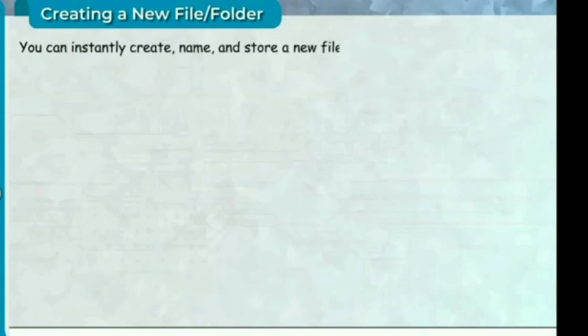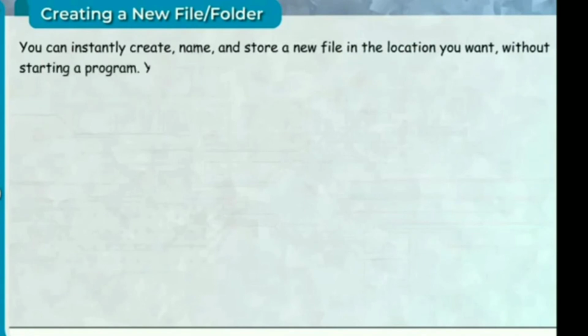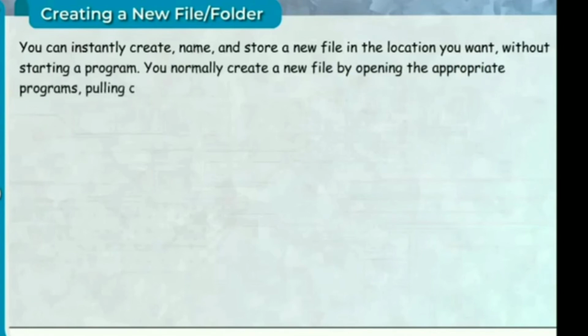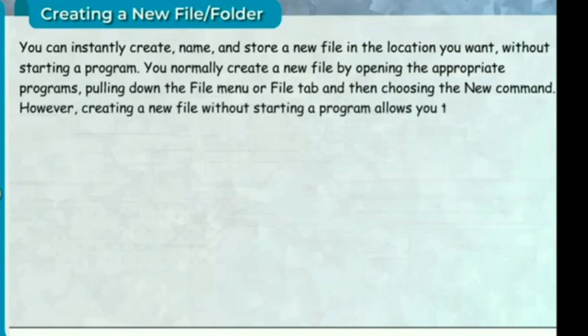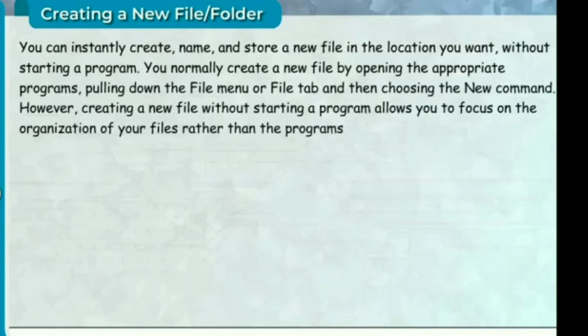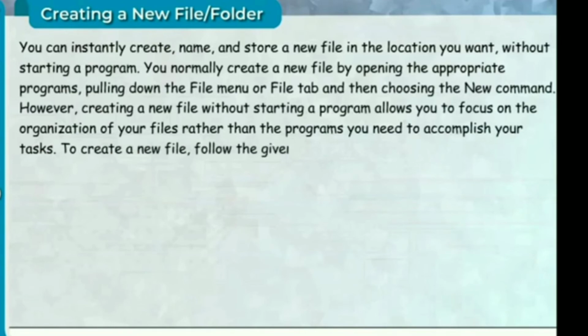Creating a new file or folder. You can instantly create, name, and store a new file in the location you want without starting a program. You normally create a new file by opening the appropriate program, pulling down the File menu or File tab, and then choosing the New command. However, creating a new file without starting a program allows you to focus on the organization of your files rather than the programs you need to accomplish your task. To create a new file, follow the given steps.